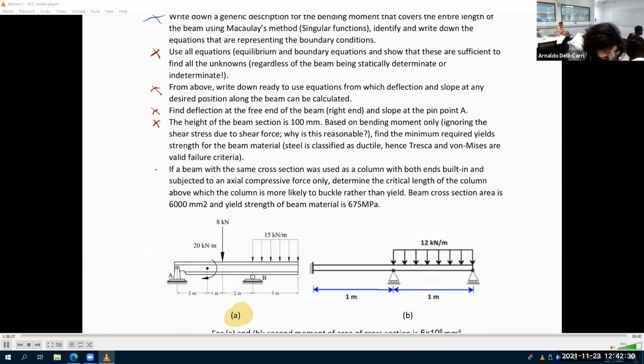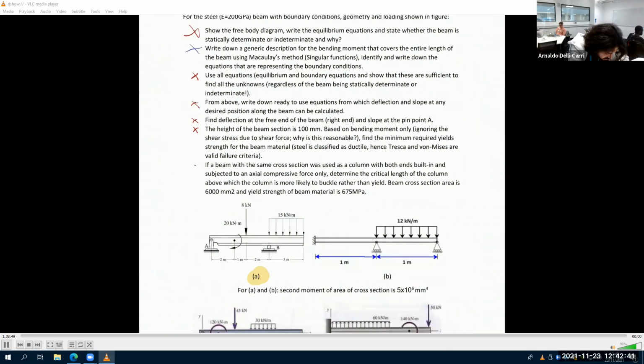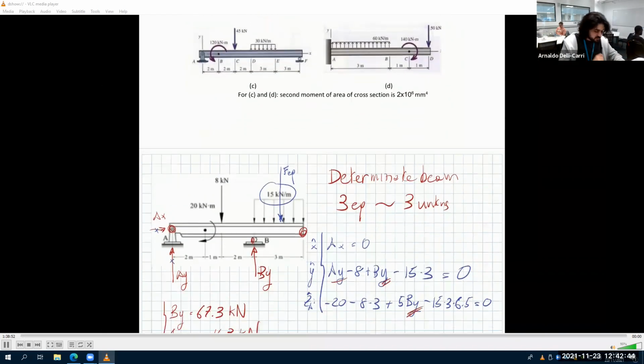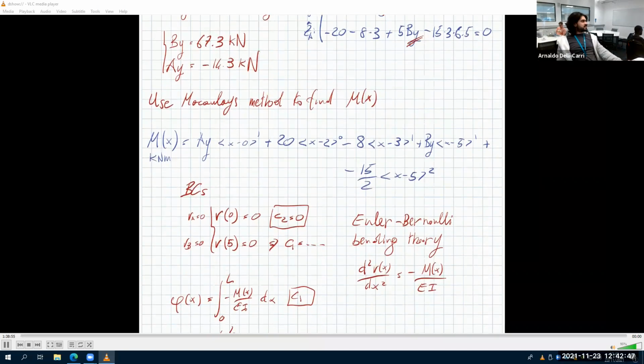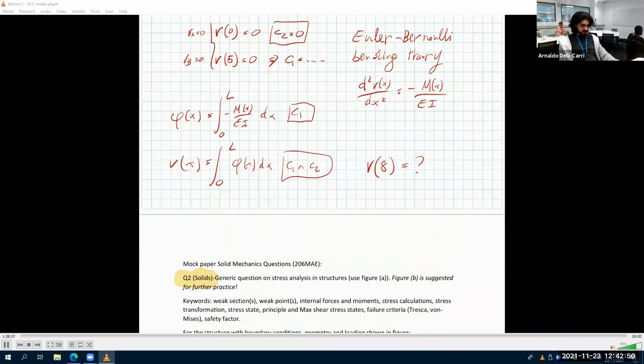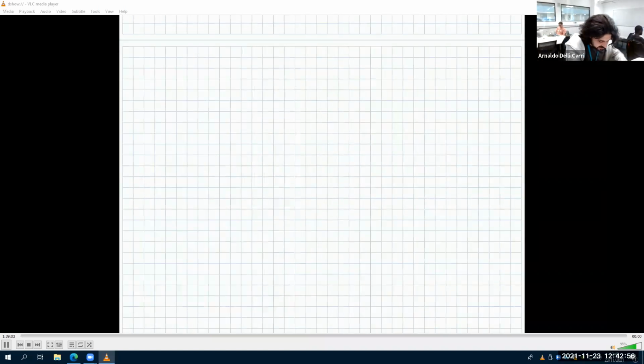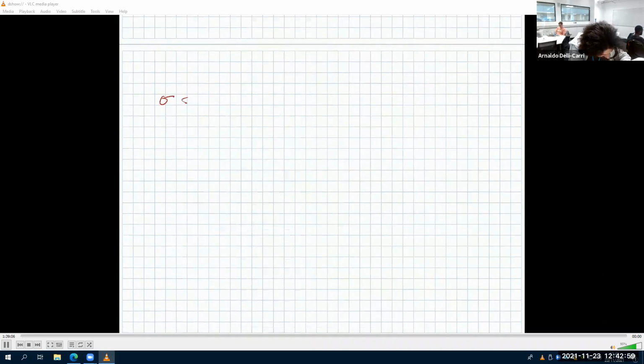The height of the beam is 100 millimeters. Based on bending moment only, find the minimum required yield strength for the beam material. Basically it says once you have the bending moment, what is the stress caused by this? The stress caused by this is M over I times Y. We know the cross section shape. We know the sign will change when we derive the M of X.